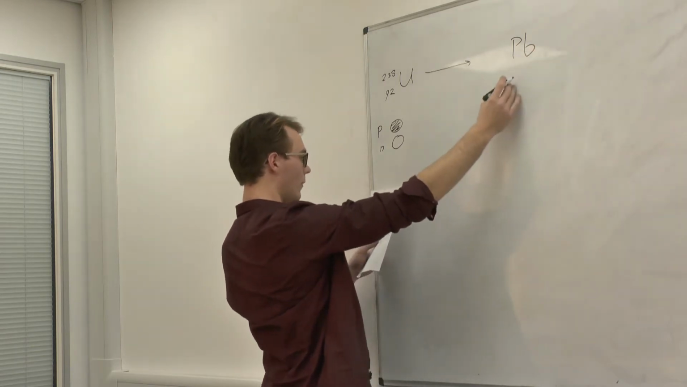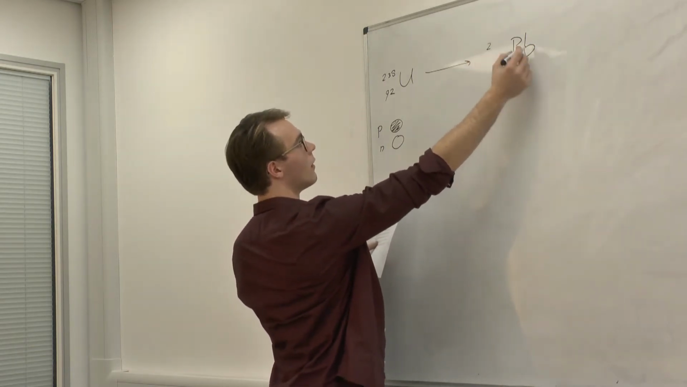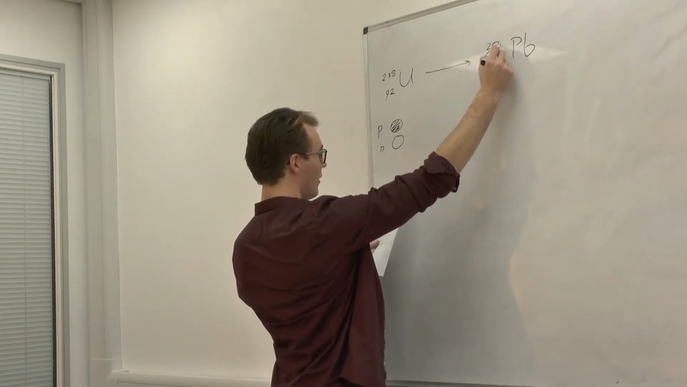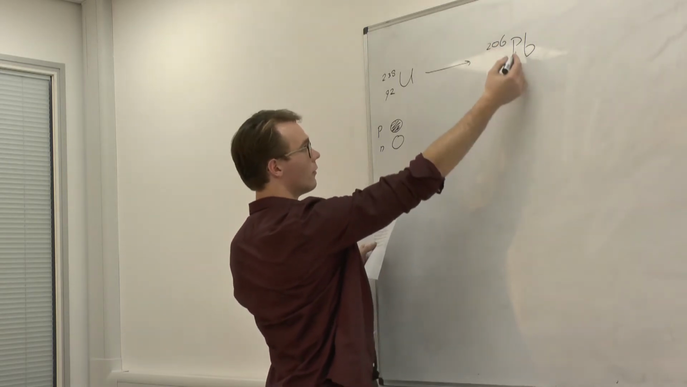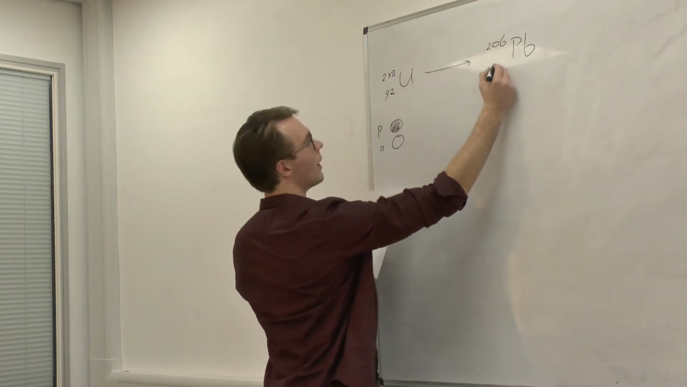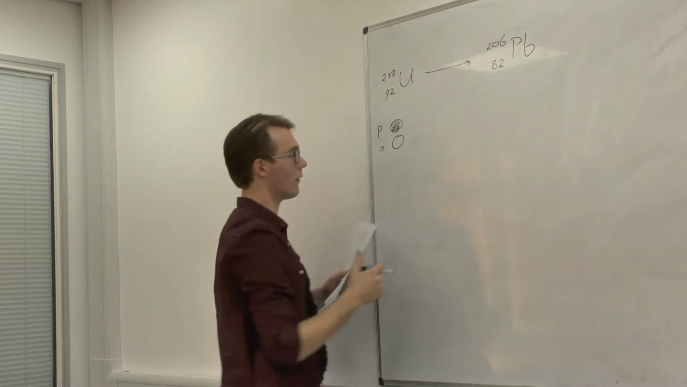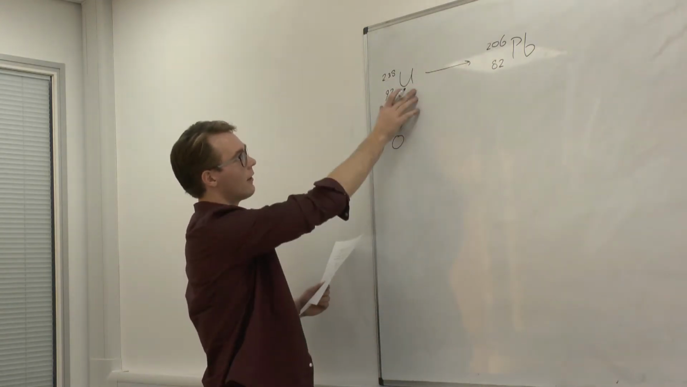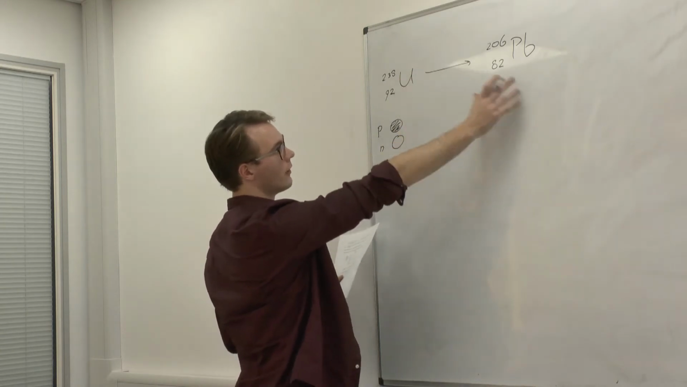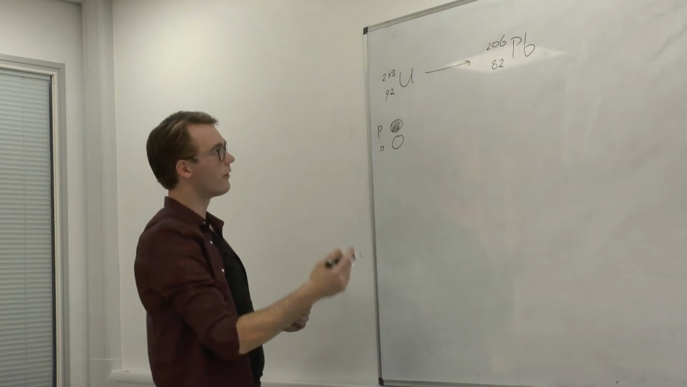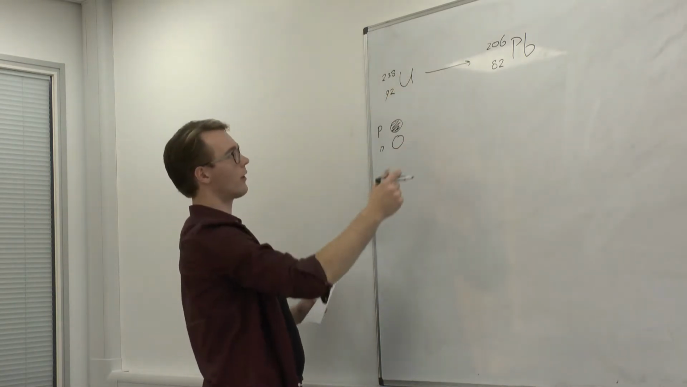Pb, which stands for plumbum, the Latin word for lead, which has 206 protons and neutrons together in its nucleus, and it has 82 protons. And then the question is, how does it exactly decay from this uranium atom into this lead atom? There are various ways by which this decay process can occur.